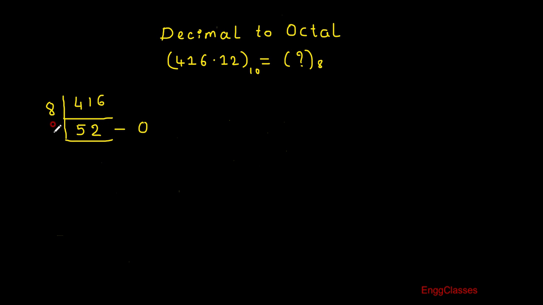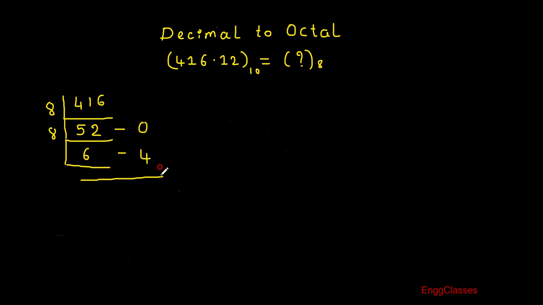Next I'll divide 52 successively again by 8. Let me see what I'm going to get. 8 6s are 48. 52 minus 48 is 4. 4 is going to be the remainder. I would write it this way. Yes, I cannot divide 6 anymore by 8. So the process stops at this point for the integer part.